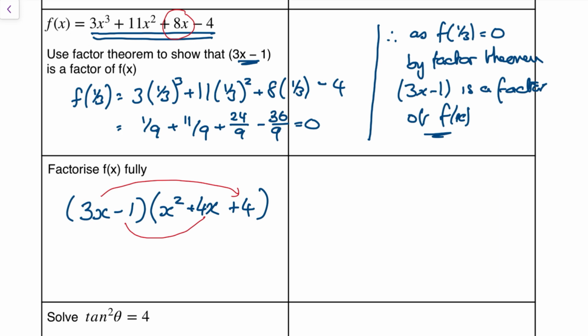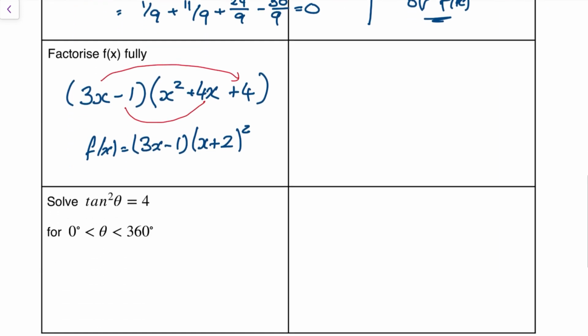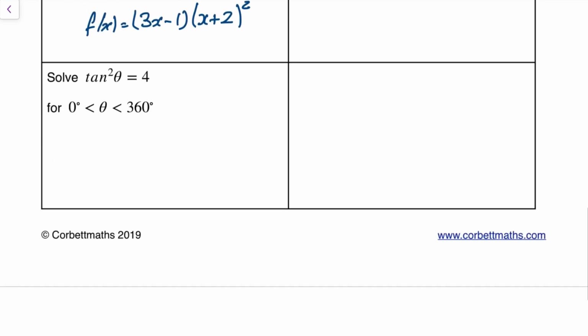However, it's a factorise fully, so I can factorise this further. So therefore, f of x is going to be equal to 3x minus 1, and this is x plus 2 all squared, so I'm just going to write this as x plus 2 all squared. Again, any order is fine as long as you factorise it down to those two linear brackets. Next question. And final question.